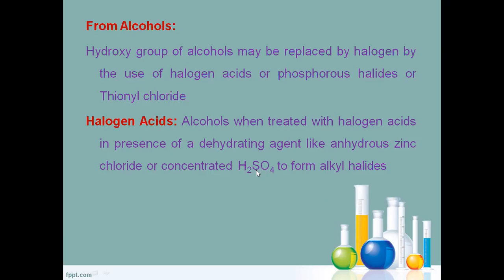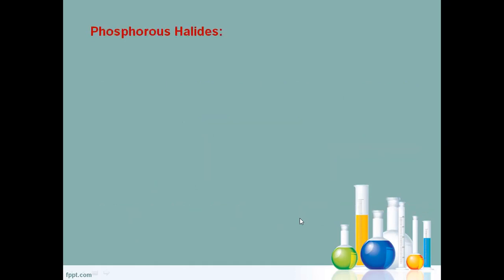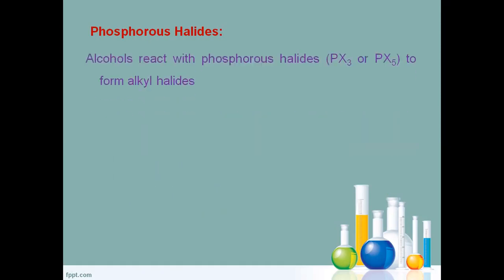Halogen acids are nothing but hydrochloric acid, hydrobromic acid, or hydroiodic acid, treated in the presence of dehydrating agents like anhydrous zinc chloride or concentrated H2SO4 to form alkyl halides. Let us take an example. Ethyl alcohol is treated with hydrochloric acid in the presence of ZnCl2 or concentrated sulfuric acid to form ethyl chloride.